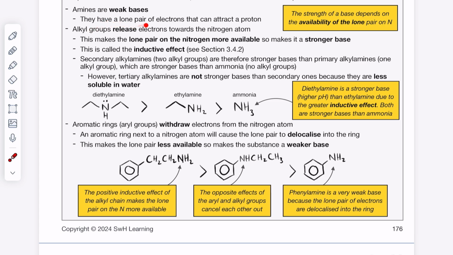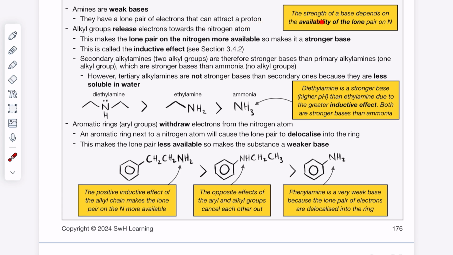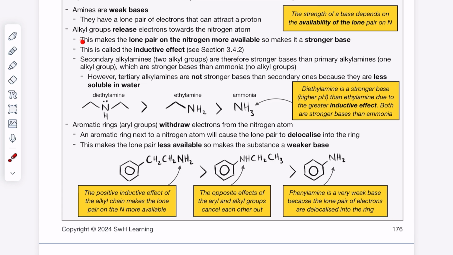Remember that you'll have that lone pair of electrons on the nitrogen that can attract a proton, and the strength of its ability to act as a base depends on the availability of the lone pair on the nitrogen. So alkyl groups release electrons towards the nitrogen atom, and this makes the lone pair on the nitrogen more available, so actually that makes them a stronger base, and we call this an inductive effect.